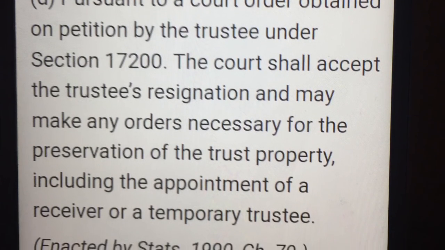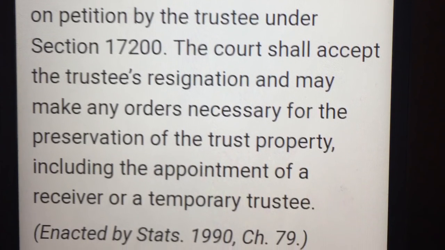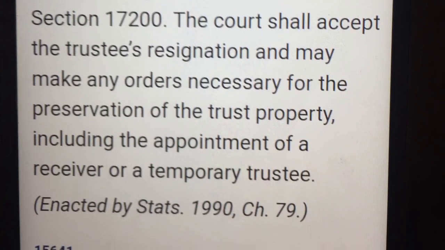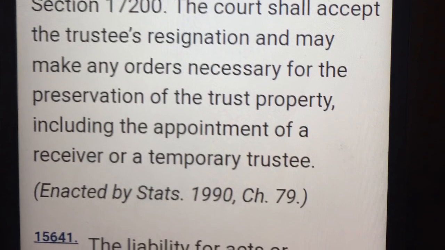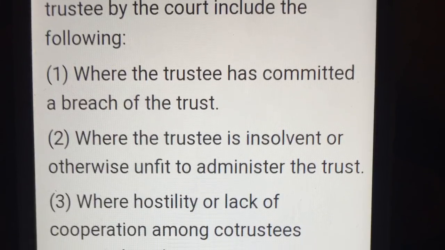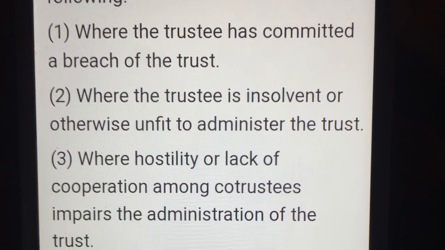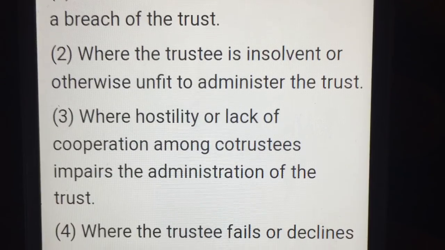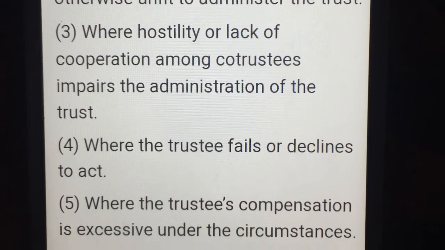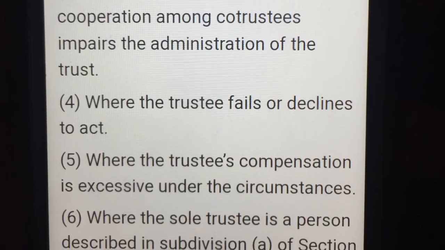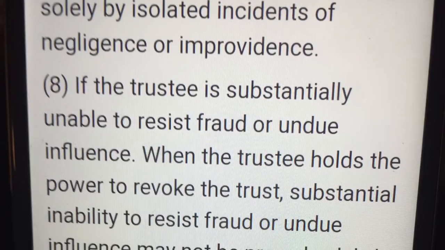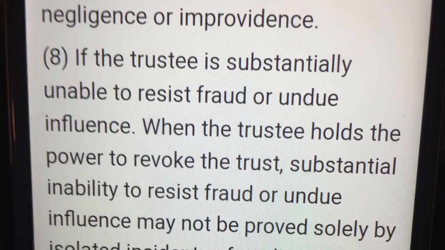The court can be petitioned for resignation of a trustee if you want to go about formal procedure, or you can just refuse to act as a trustee. Just refuse to accept the name and give the court grounds for removal of the trustee, which is where the trustee has committed a breach of trust, where the trustee is insolvent or otherwise unfit to administer the trust, where hostility or lack of cooperation among co-trustees impairs the administration of the trust, where the trustee fails or declines to act. All of those apply. You can decline to act as that name. There are logical reasons you could be removed.